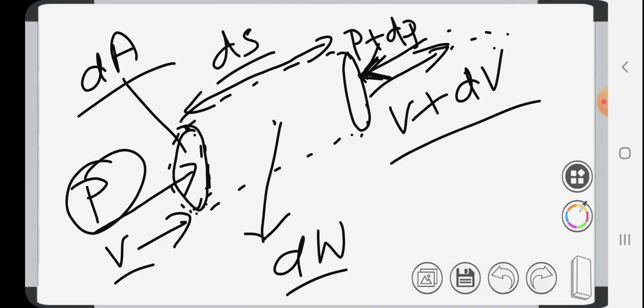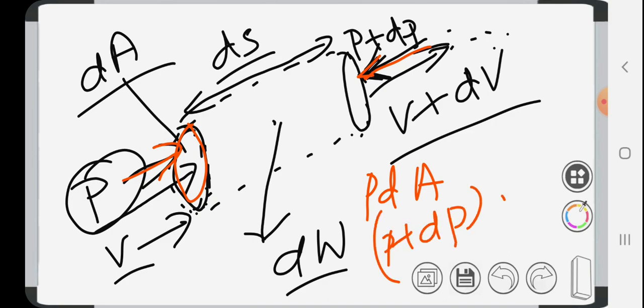So this is the problem. Now we have to get an equation for momentum conservation. So what are the different forces acting on it? Forces tending to accelerate this particular fluid element. There will be a pressure force here, P into dA, P dA at this section. Here it will be P plus dP dA in the opposite direction, so it will be minus.